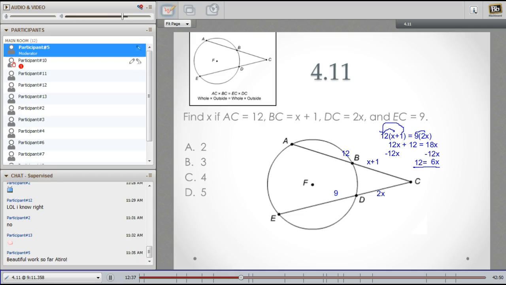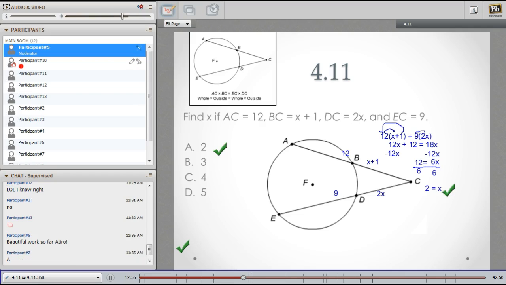Material's doing a great job. I see a few of you guys have your answer already. If you have it, don't forget to lock it in up there. Very nice. X is 2.